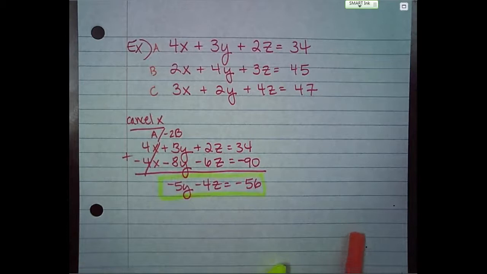Alright, you gotta go back now to the original problem. We can't solve a system without two equations with two variables. What variable are we getting rid of? We have it written right here, x. So we're going to go back up here, we're going to cancel x, but not using A and B. A and C, B and C, just not A and B. Okay, x's.